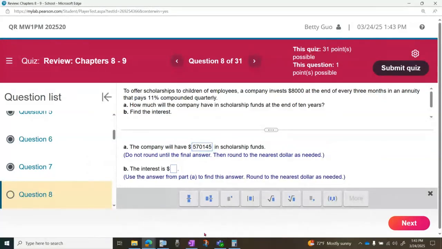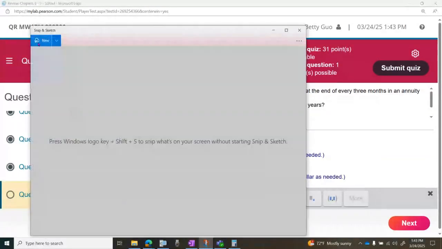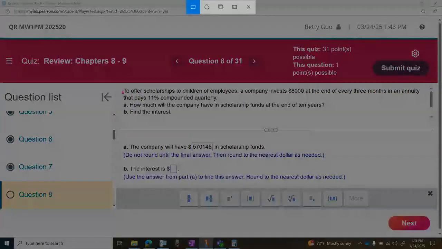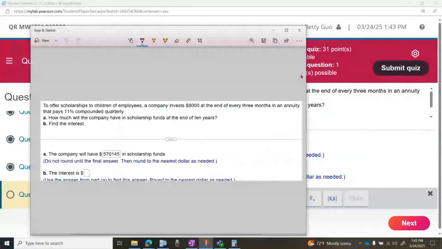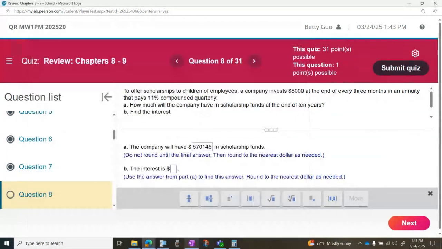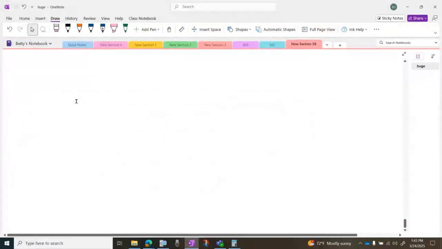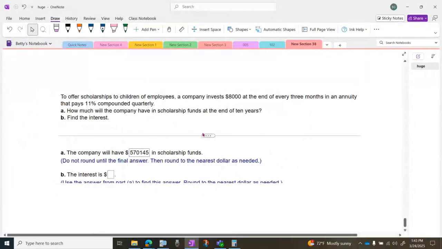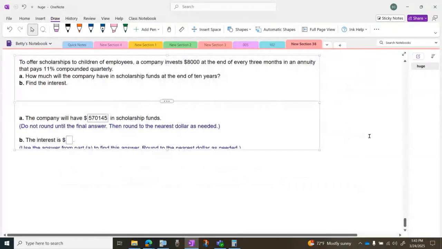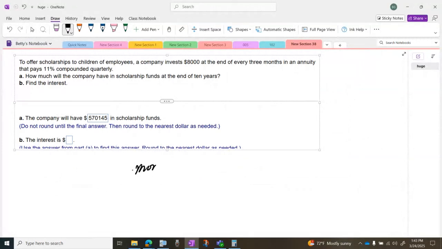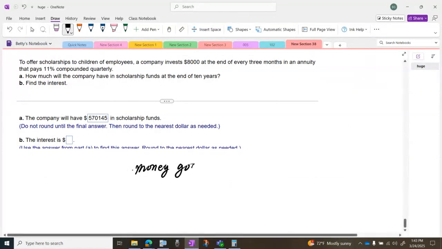For interest, use your scratch paper, please. So we're going to do some work on the scratch paper. Same as earlier, write down the money going out, and the money coming back.